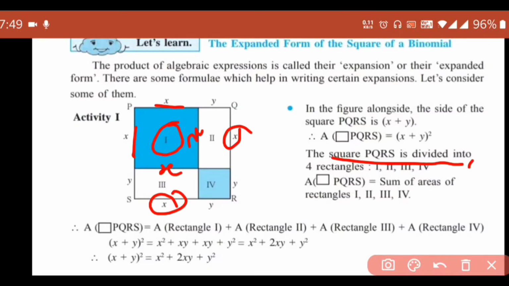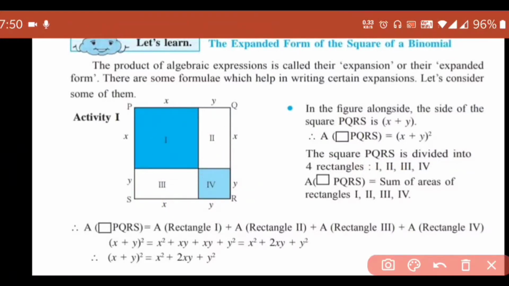Then when you observe, the fourth one is also a square, because its one side is y and the second side is also y. Because it is a rectangle, opposite sides are congruent, we all know. So as this side is y, this side will also be y. In this way all 4 sides are y. That is why rectangle number 4 is also a square.